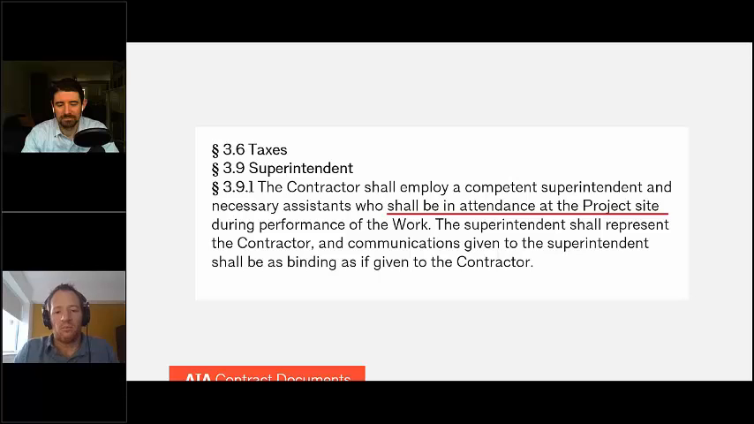If you want an idea of what superintendents do on a day-to-day basis, you're not going to find that in our A201, but the kind of things that they're going to do are things like coordinating the work of subcontractors, procuring materials and equipment, other kinds of job site coordination, scheduling. They're going to be overseeing the work that the general contractor is required to do on the project.